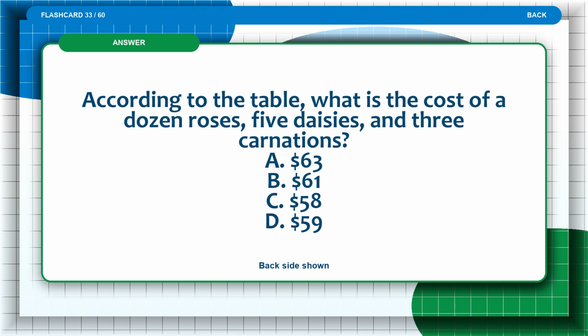The answer is: according to the table, what is the cost of a dozen roses, 5 daisies, and 3 carnations? A. $63, B. $61, C. $58, D. $59.